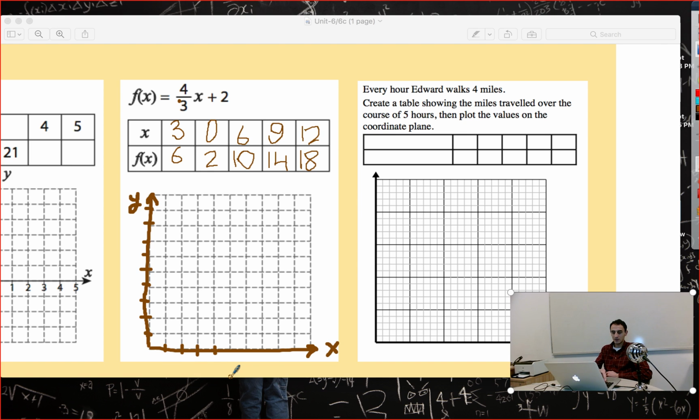Or I can do it this way. Here is 0, okay? Here is 3, 2 cells. After 2 cells, here is 6, okay? 1, 2, here is 9, okay? 1, 2, here is 12. Okay.